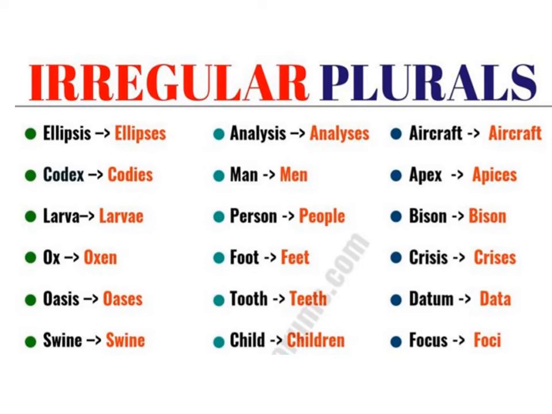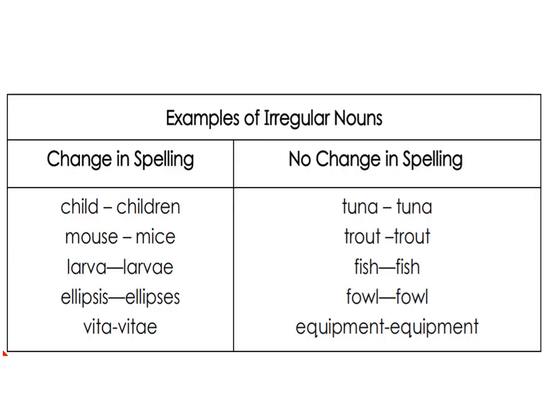Man, we have men. Person, people. Foot, we have feet. Tooth, we have teeth. Child, we have children. Aircraft, we have aircraft, just the same. Apex, we have apexes. Bison, we have still bison. Crisis, we have crises. Datum, we have data. Focus, we have foci.